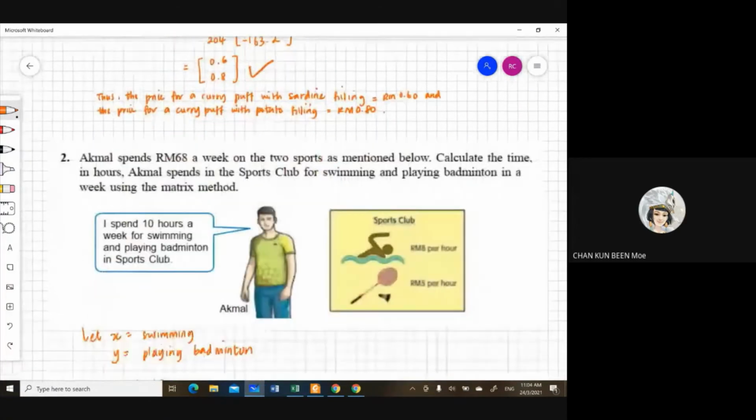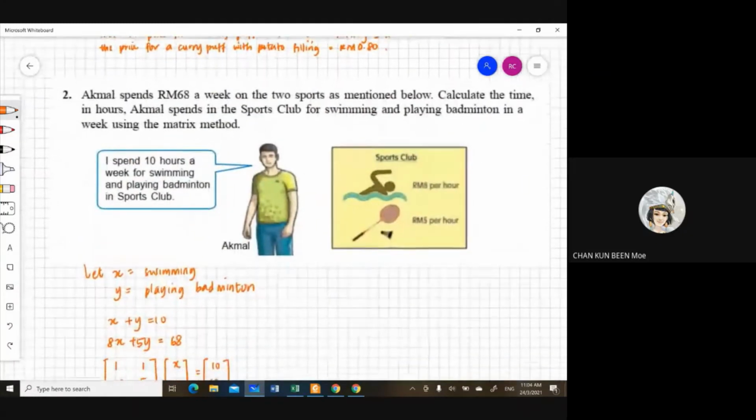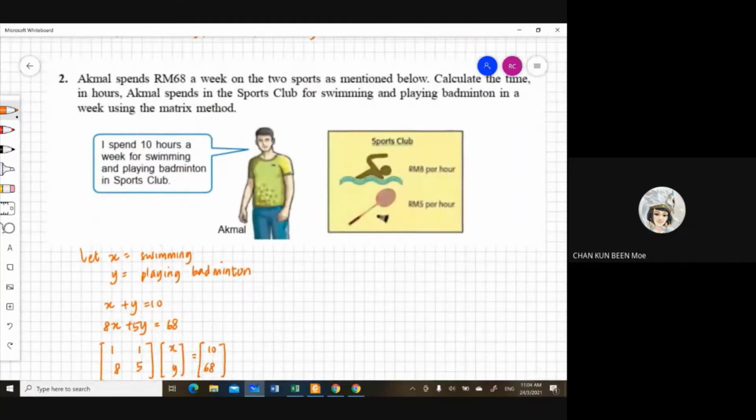Okay, next we move to the second question. I think all the questions here, you won't have problem because it's quite easy. Question number 2, Ahmad spent 68 ringgit a week on 2 sports as mentioned below. So this one is swimming, this one is playing badminton. Calculate the time in hours Ahmad spent in the sports club for swimming and playing badminton in a week using the matrix method.